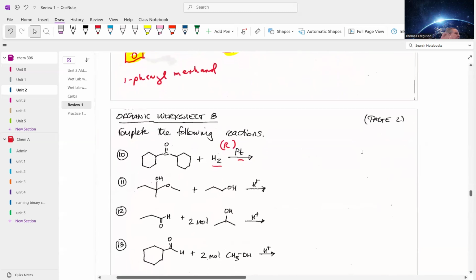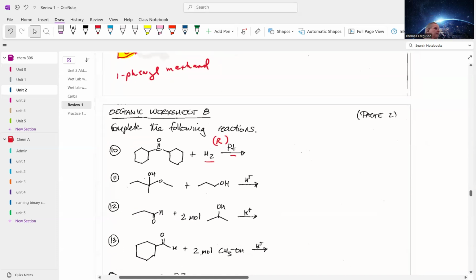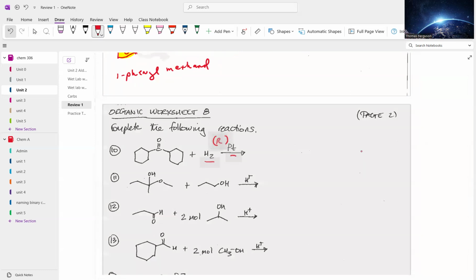These are also under Canvas, Files, Worksheets, Unit 2. So you've got practice tests and worksheets with and without answers. Okay, so we're going to reduce the ketone there, which produces a secondary alcohol.